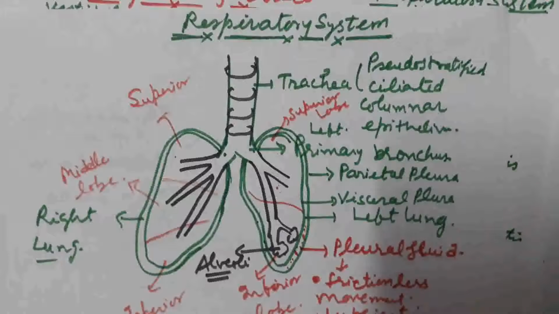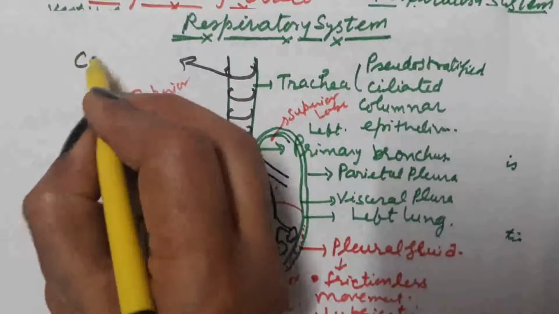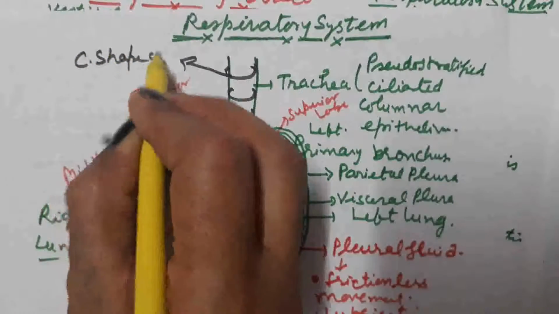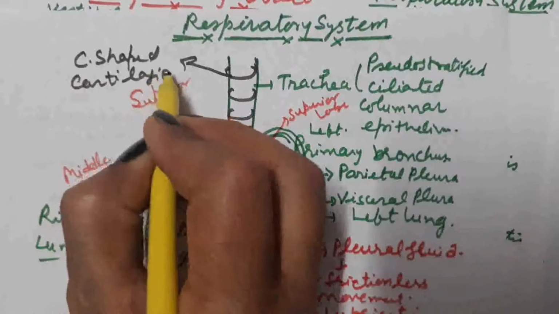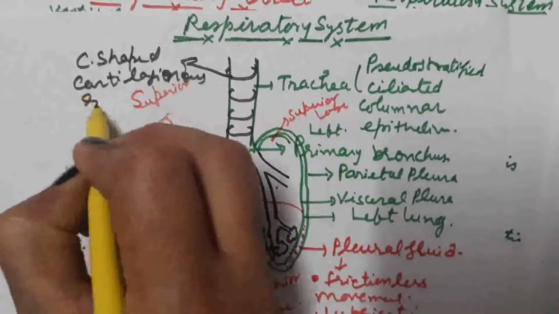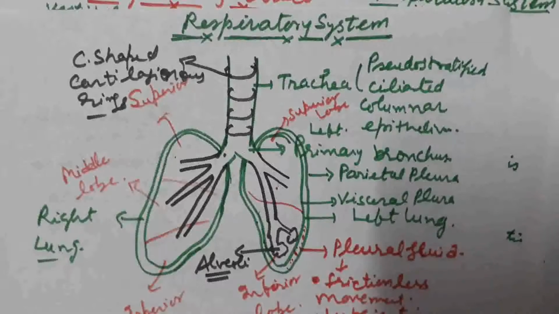These C-shaped rings are incomplete from the back side. On the back side there is the support of the esophagus or food pipe. So from the front side, to support the trachea there are C-shaped cartilaginous rings to prevent the trachea from collapsing.